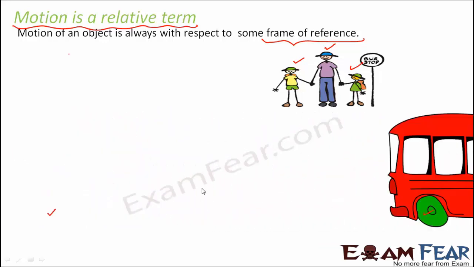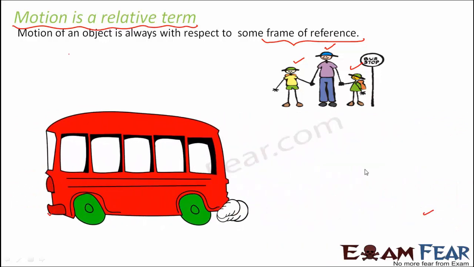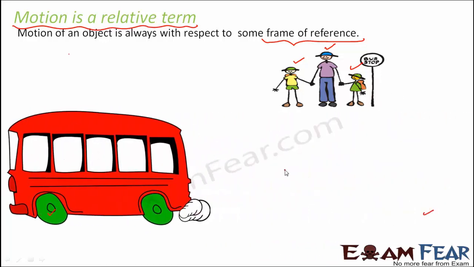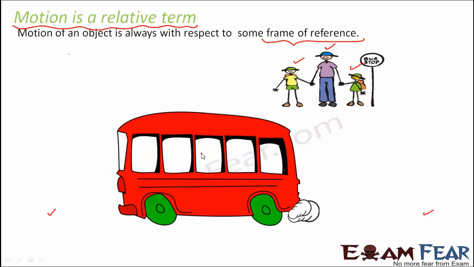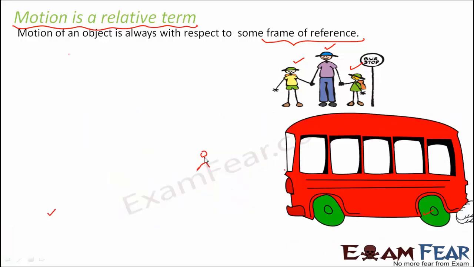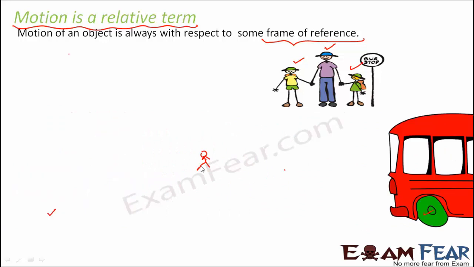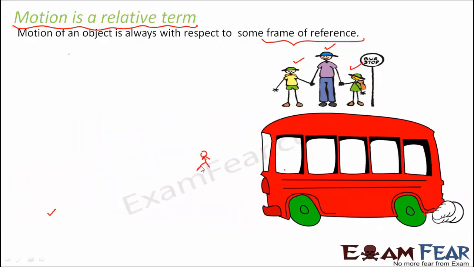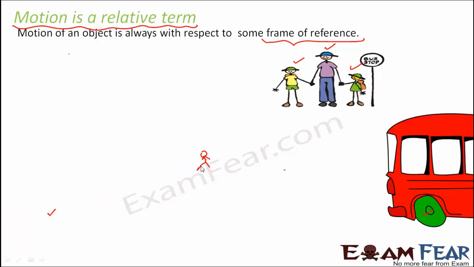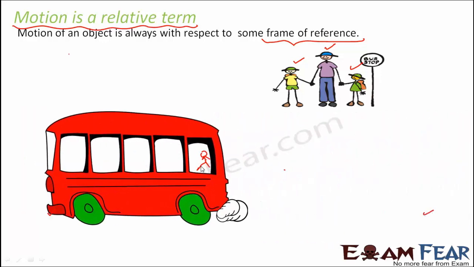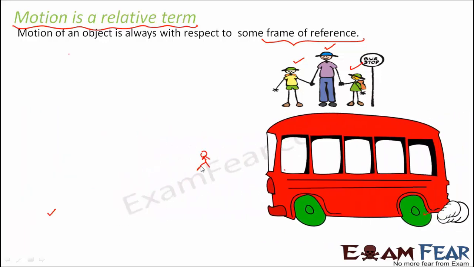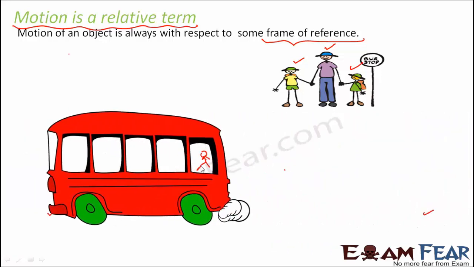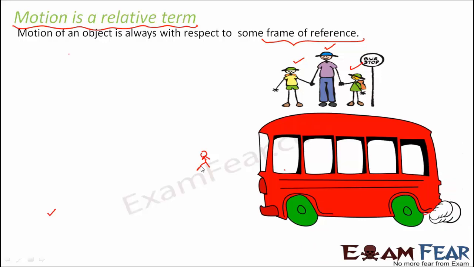Now, if you look at the same bus, let's assume that you are not standing at the bus stop, rather you are sitting inside the bus. So you are inside the bus, let's say. Now, if you are inside the bus, do you see the bus changing its position with time? Not really. So for somebody who is sitting inside the bus, the bus is at rest. But for somebody who is outside the bus, it is in motion.